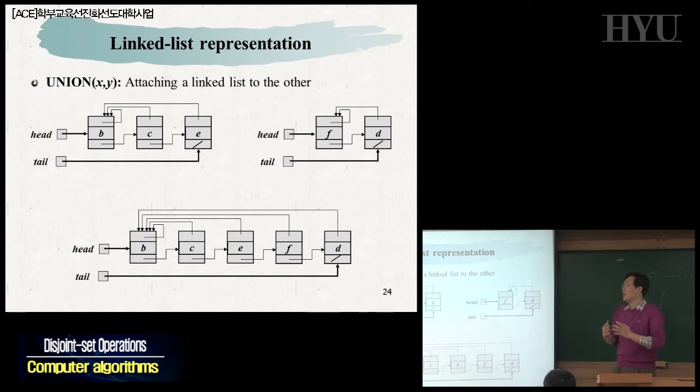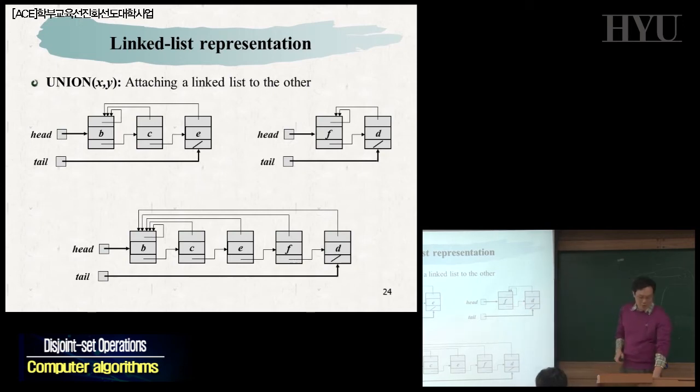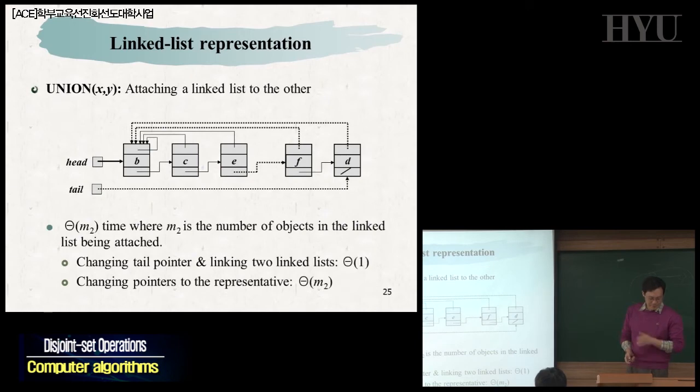What is the time complexity of this union operation? Yes, the number of nodes in the attached linked list. Okay? So the running time is theta of m sub 2, where m sub 2 is the number of objects in the linked list being attached.